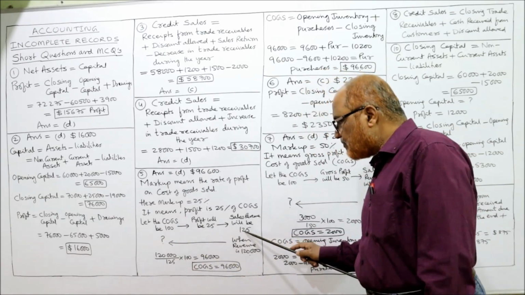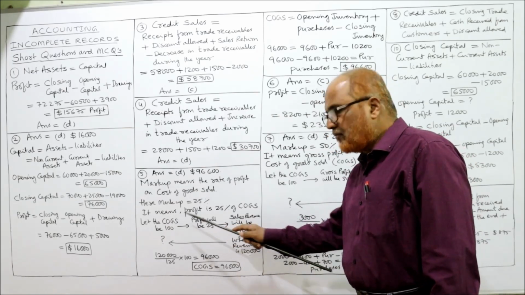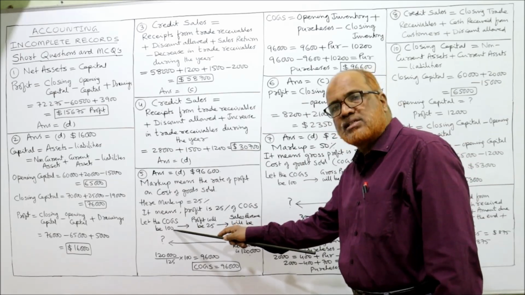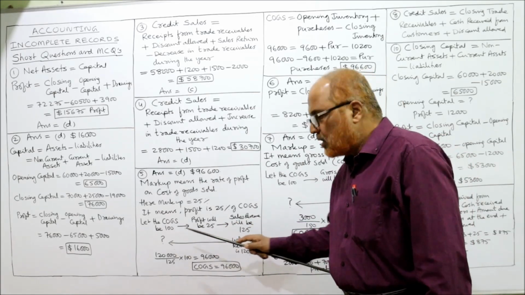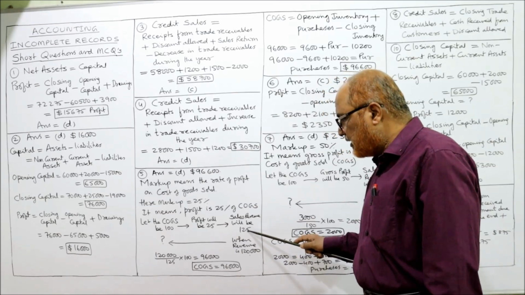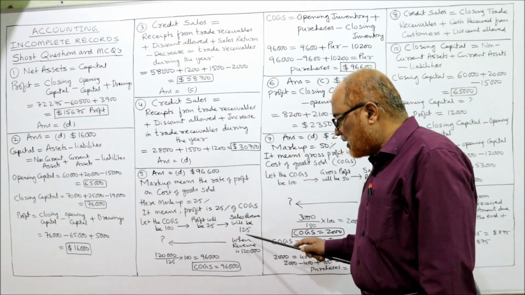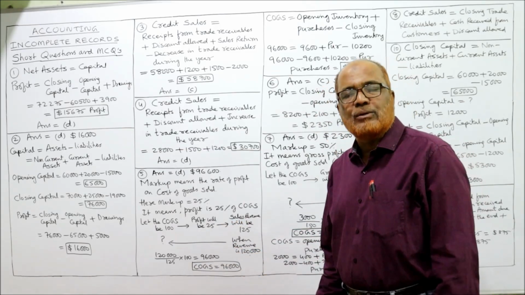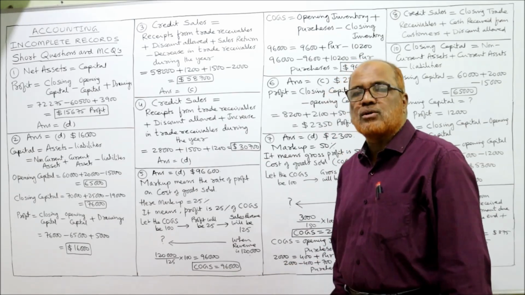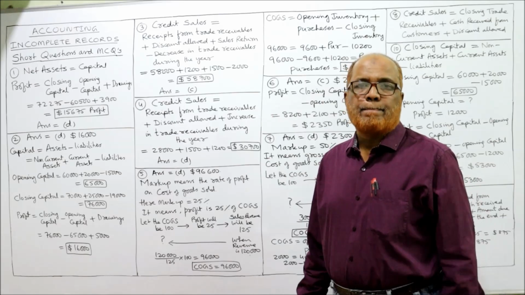When the revenue is 125, the cost is 100. When revenue is 1,20,000, how much would be the cost? So 1,20,000 divided by 125 into 100, you will get 96,000. What is this 96,000? Cost of goods sold.